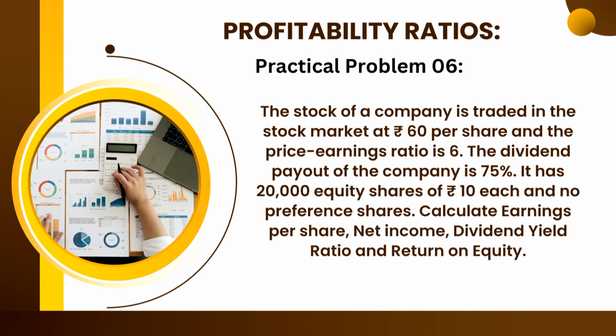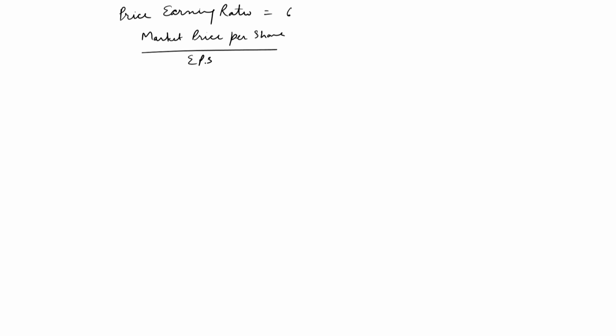The stock of a company is traded in the stock market at rupees 60 per share and the price earning ratio is 6. As we know, the price earning ratio is equal to 6. The price earning ratio's formula is market price per share upon earning per share is equal to 6. As per the question, the market price is 60 rupees. So the earning per share will come to rupees 10 per share.